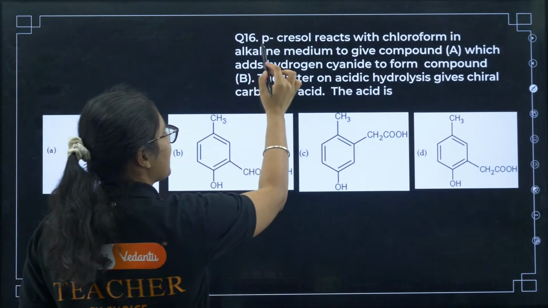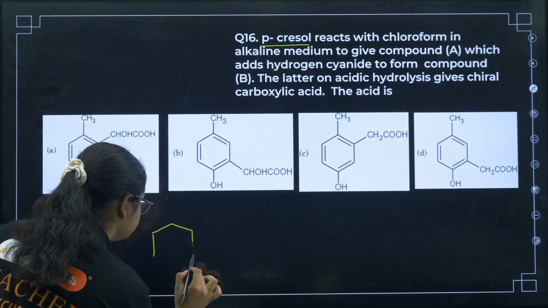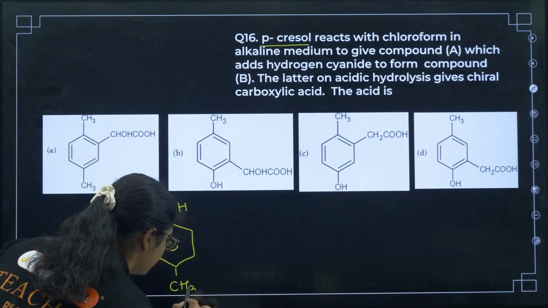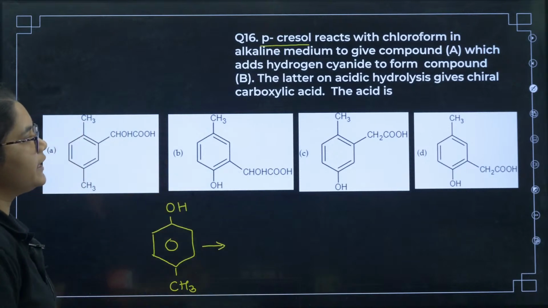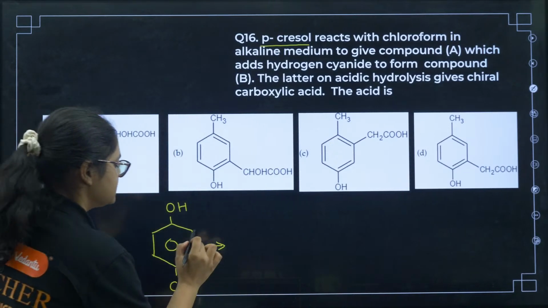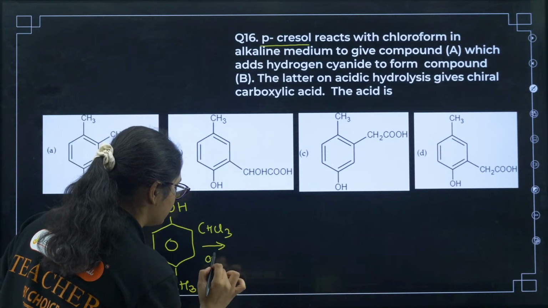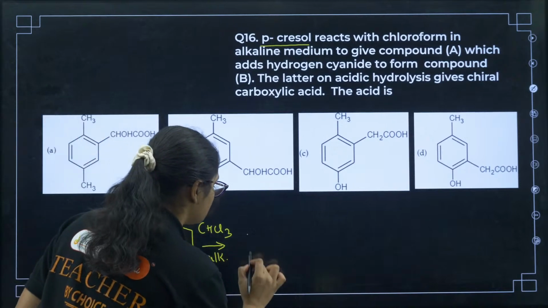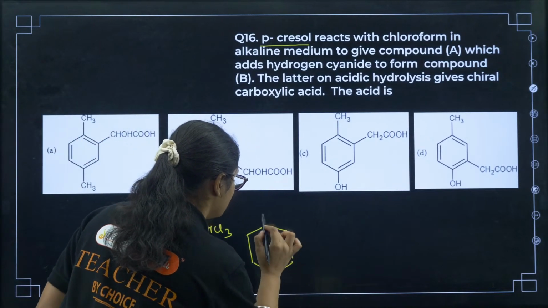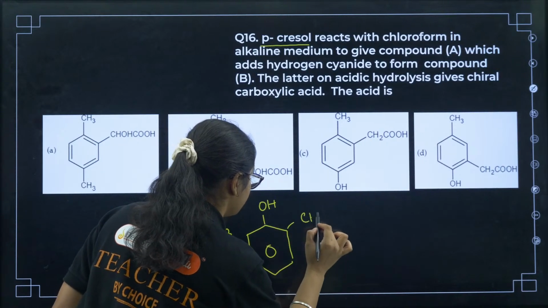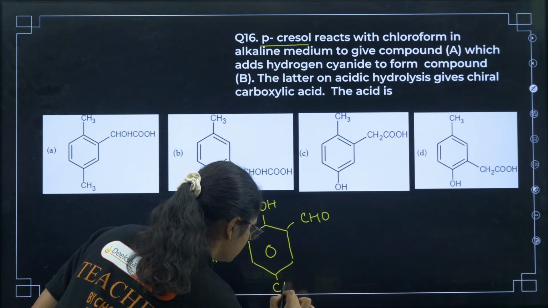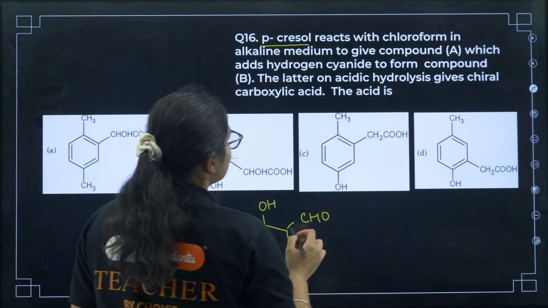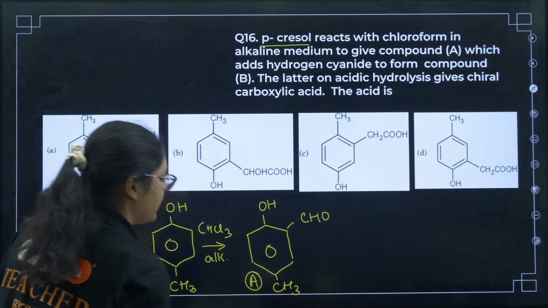Okay, see, what is paracresol? Paracresol is OH and CH3, right? This is paracresol. Now when you treat it with chloroform in alkaline medium, CHCl3 in alkaline medium, can you say which reaction this one is? Reimer-Tiemann reaction, right? So what will happen in the Reimer-Tiemann reaction? OH is retained, and beside OH, CHO has come. So here we get CHO, to give compound A. So this is your compound A.